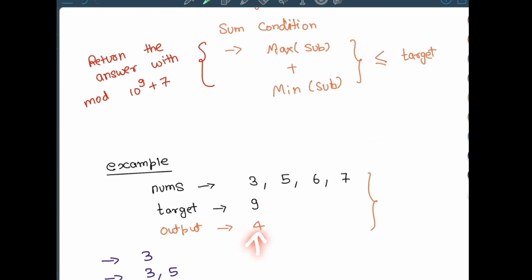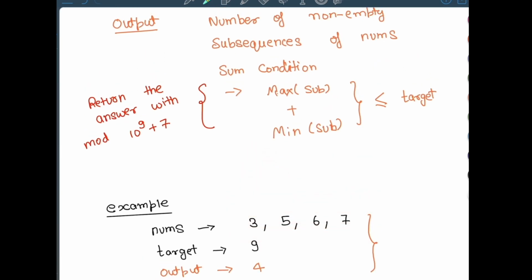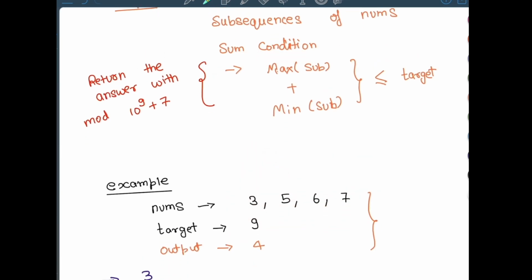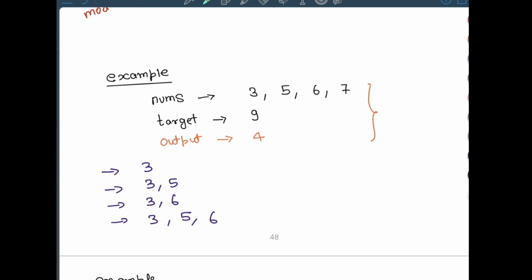4 means that you can create 4 subsequences from the given array nums such that the sum condition is valid. That is, the maximum element in your subsequence plus the minimum element in your subsequence is less than or equal to the target, which is 9. Let us see what those subsequences are that you can create.